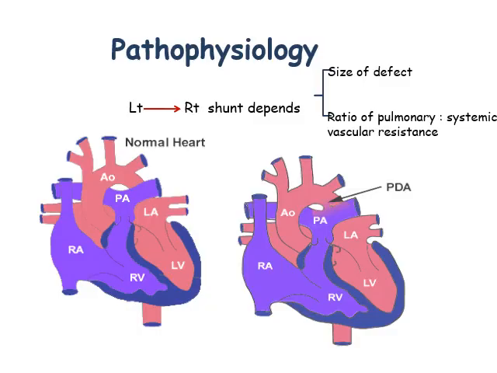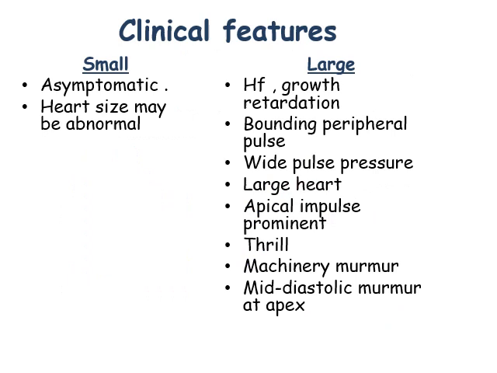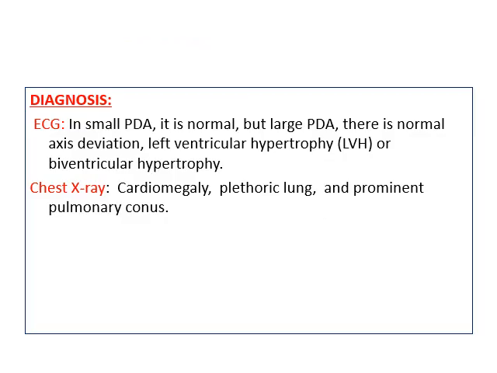This picture shows the pathophysiology of PDA, which leads to a left to right shunt, depending on the size of the defect and the ratio of pulmonary to systemic vascular resistance. Clinical features: when it is a small PDA, it is either asymptomatic, and heart size may be normal. When it is large, there is heart failure, growth retardation, bounding peripheral pulse, wide pulse pressure, and large heart with prominent apical impulse. There is a thrill, there is a machinery murmur, which is the most characteristic, and a mid-diastolic murmur at the apex.